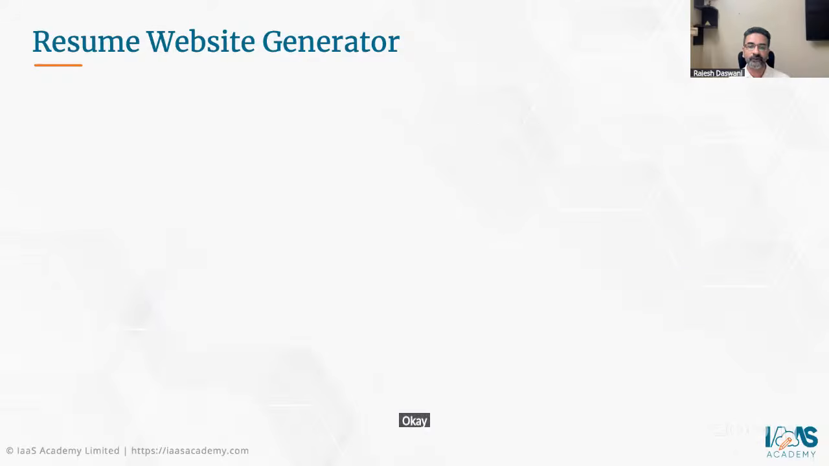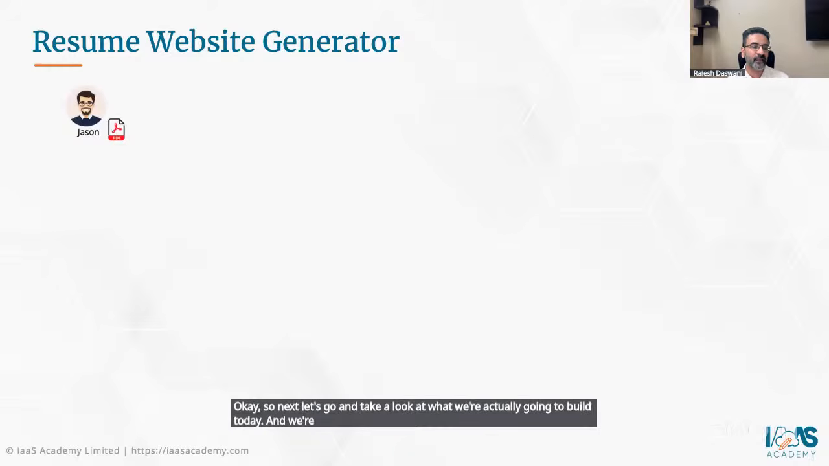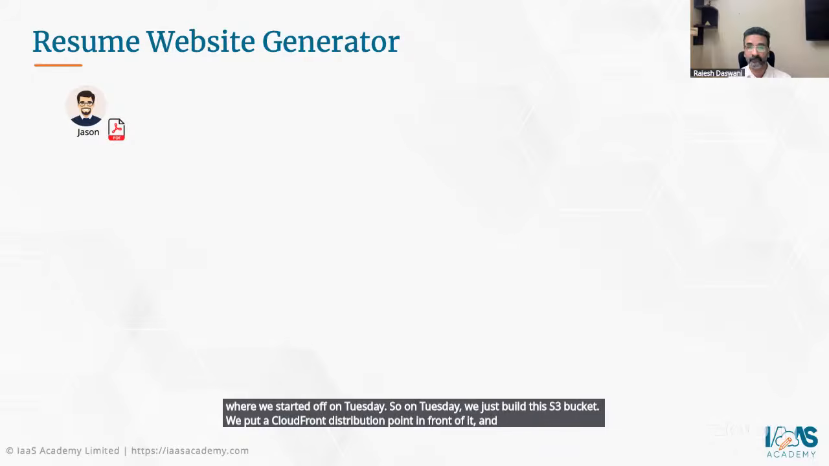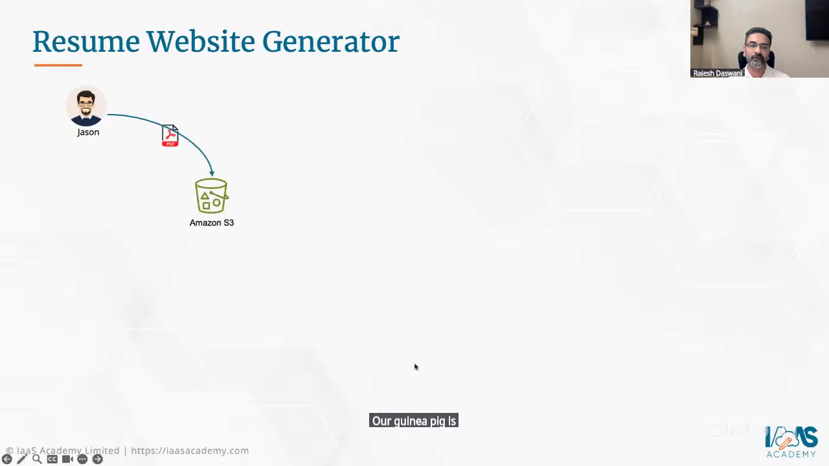Okay, so next, let's take a look at what we're actually going to build today. We're going to use the application from where we started off on Tuesday. On Tuesday, we just built this S3 bucket. We put a CloudFront distribution point in front of it, and we had a very basic, plain, simple looking resume website. So Jason, our guinea pig, is going to upload his PDF document into an Amazon S3 bucket.